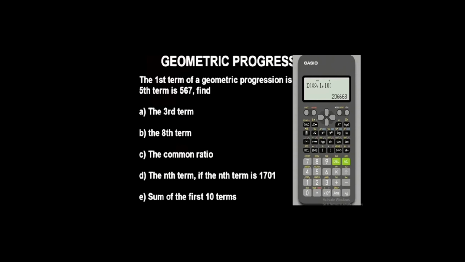So guys, this is basically how you can solve problems involving geometric progression easily and fast using the Casio Fx-991 ES Plus scientific calculator in seconds for multiple choice questions. Hope you learned something interesting from this video. Let's call it a video, guys.